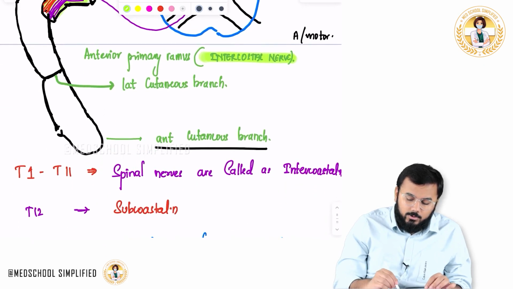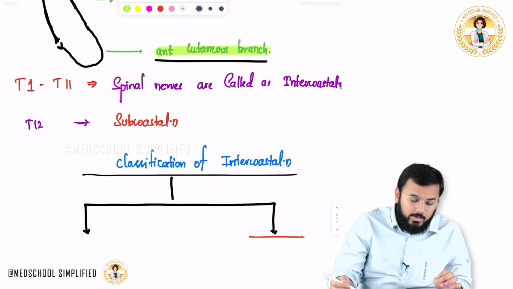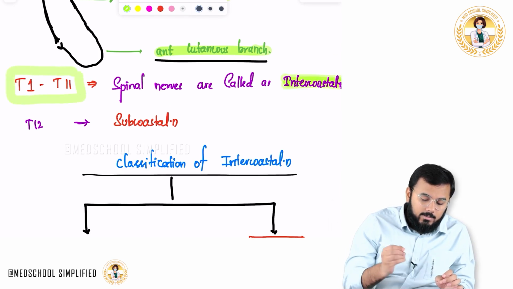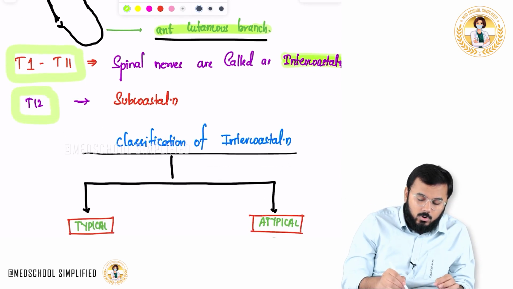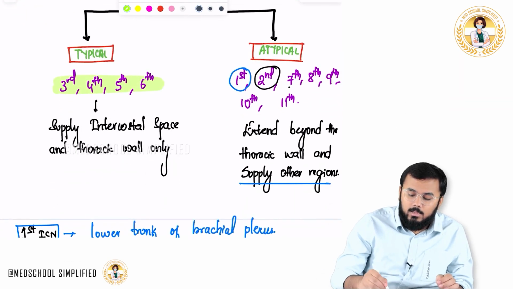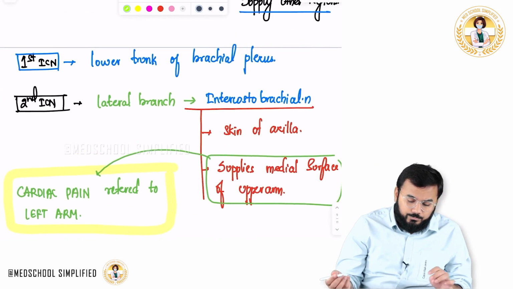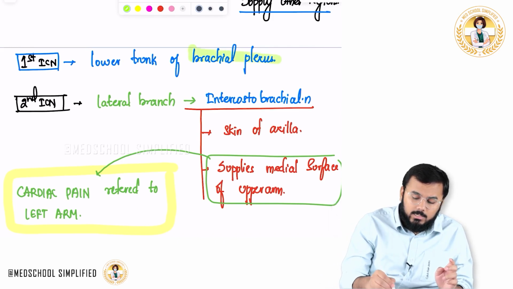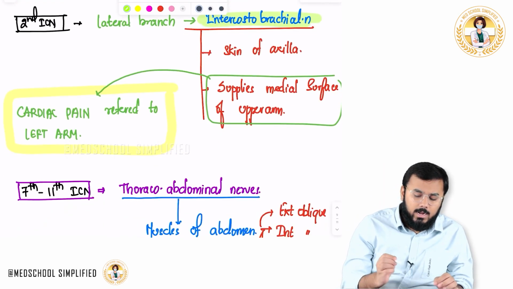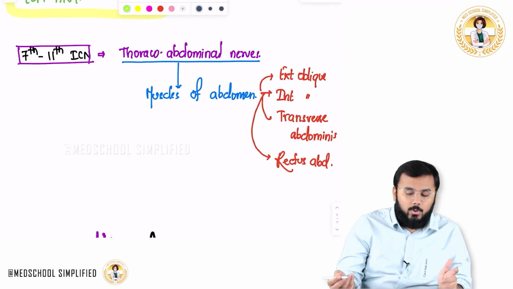So anterior cutaneous branch, lateral cutaneous branch, and you can very clearly look at their anastomosis, right? These spinal nerves are called intercostal nerves. Which spinal nerves? T1 till T11. And T12 alone is called the subcostal nerve. Coming to the classification, the 3rd, 4th, 5th, 6th are typical, and the other numbers are atypical, right? Atypical in the sense that the first supplies the lower part of the brachial plexus, and the second is called the intercostobrachial nerve, right? I told you, remember this, cardiac pain is referred to the left arm. Why? It is because of the second intercostal nerve. T7 to T11 are the thoracoabdominal nerves.